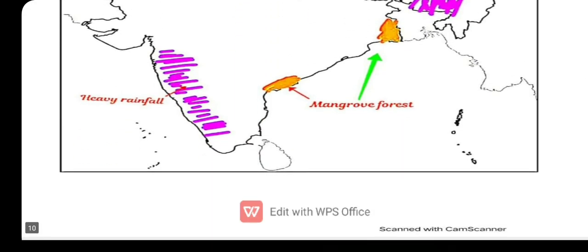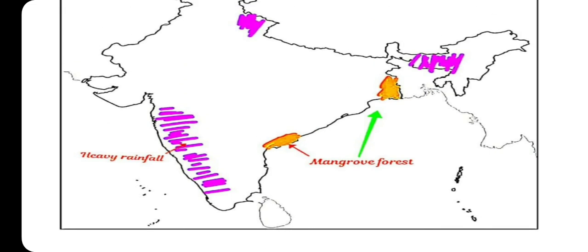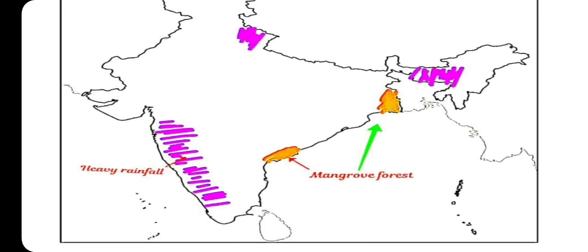Next, another one is the given map. Just mark 5 places and you can get 5 marks. Heavy rainfall, mangrove forest. Heavy rainfall is in the Western Ghats, on the Indian Western Ghats side. Mangrove forest is here a little, in West Bengal, and here near Andhra Pradesh. These are the most important map works also.